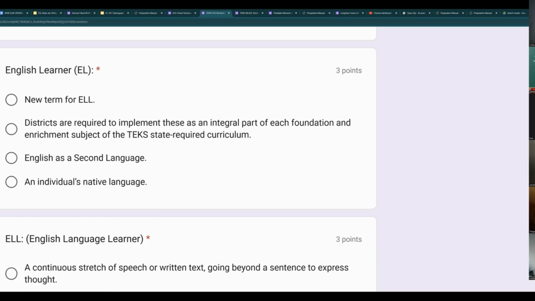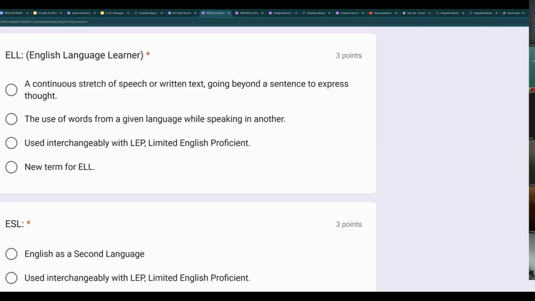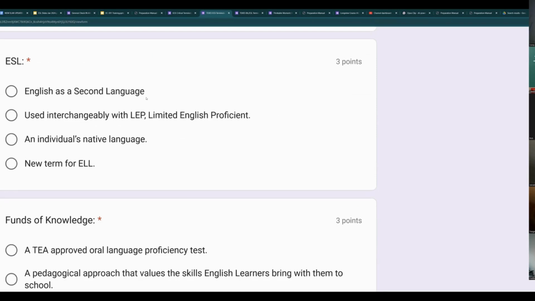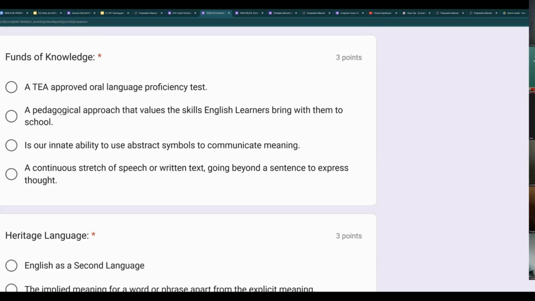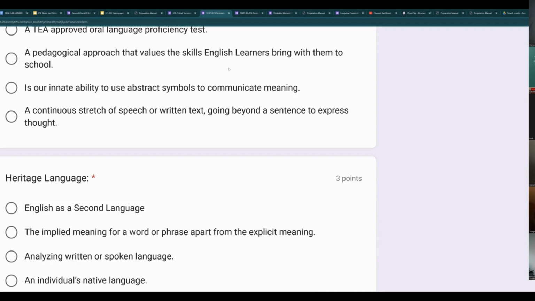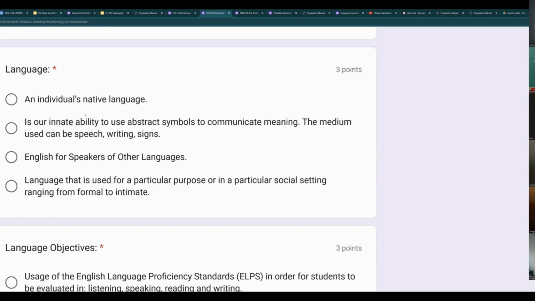English learner is the new term for ELL. ELL is used interchangeably with limited English proficient. ESL is English as a second language. Funds of knowledge means that we appreciate the skills that students bring with them to school, a pedagogical approach that values the skills students bring with them to school. Heritage language is your first language, the child's native language. Language is the sounds that carry meaning, the second one. It's our innate ability to use abstract symbols to communicate meaning.